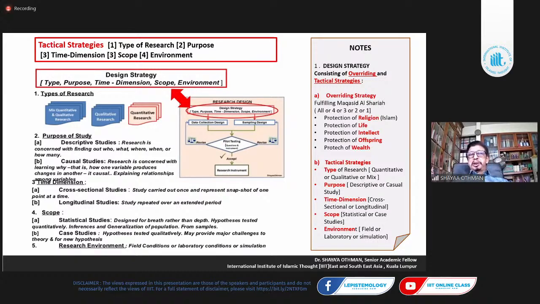For example, our sisters are going to do psychology, isn't it? So you have to define how you're going to get the data from the research environment. Is it something to do with field condition, a survey of those people suffering from need psychiatric treatment, or whether it's laboratory condition, or rather in the simulation. Okay, these are basically in terms of design.